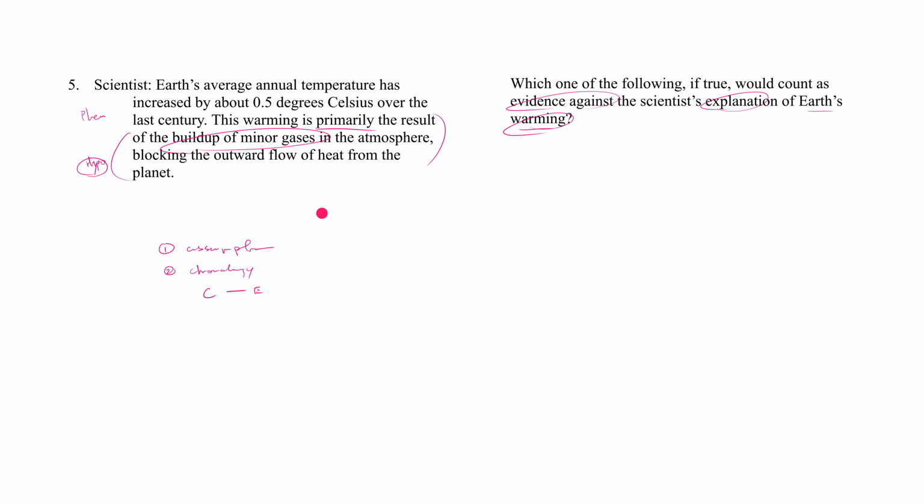So here, in her hypothesis, tease out the cause and the effect. What's the cause here? The cause is the buildup of minor gases. What's the effect? The effect is global warming. Okay, so it must be the case that the cause precedes the effect. If it's not, that counts as weakening. Now we can keep going.